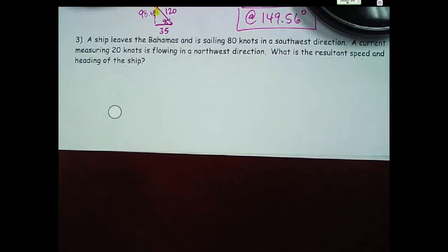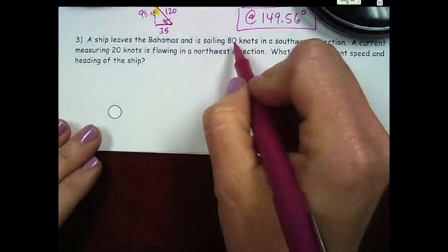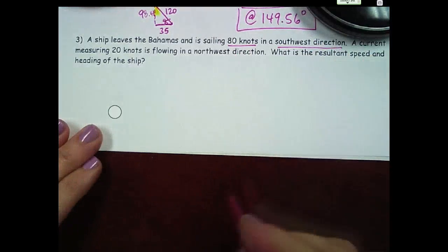Try to draw the picture. I think that's the hardest part, really. And every picture is a tiny bit different, is the other problem. Draw the picture, put your phones away, draw the picture. All right, this time the boat is sailing 80 knots in a southwest direction.